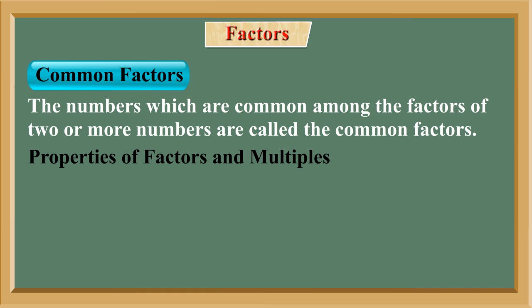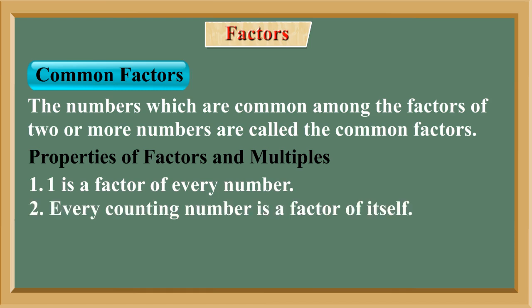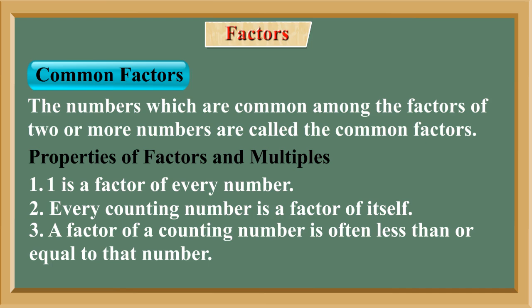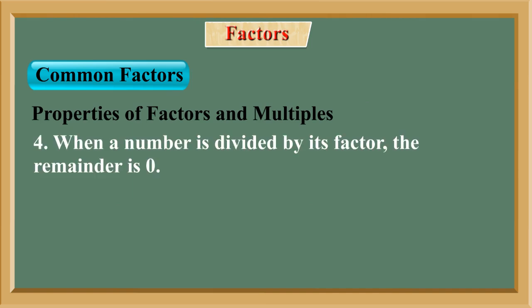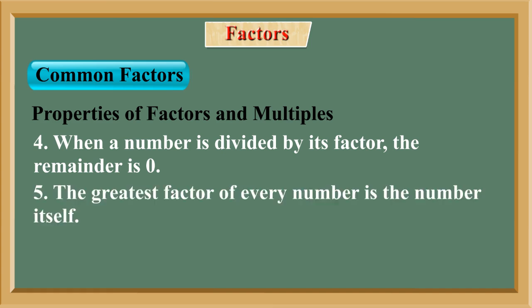Properties of factors and multiples. 1. 1 is a factor of every number. 2. Every counting number is a factor of itself. 3. A factor of a counting number is often less than or equal to that number. 4. When a number is divided by its factor, the remainder is 0. 5. The greatest factor of every number is the number itself.